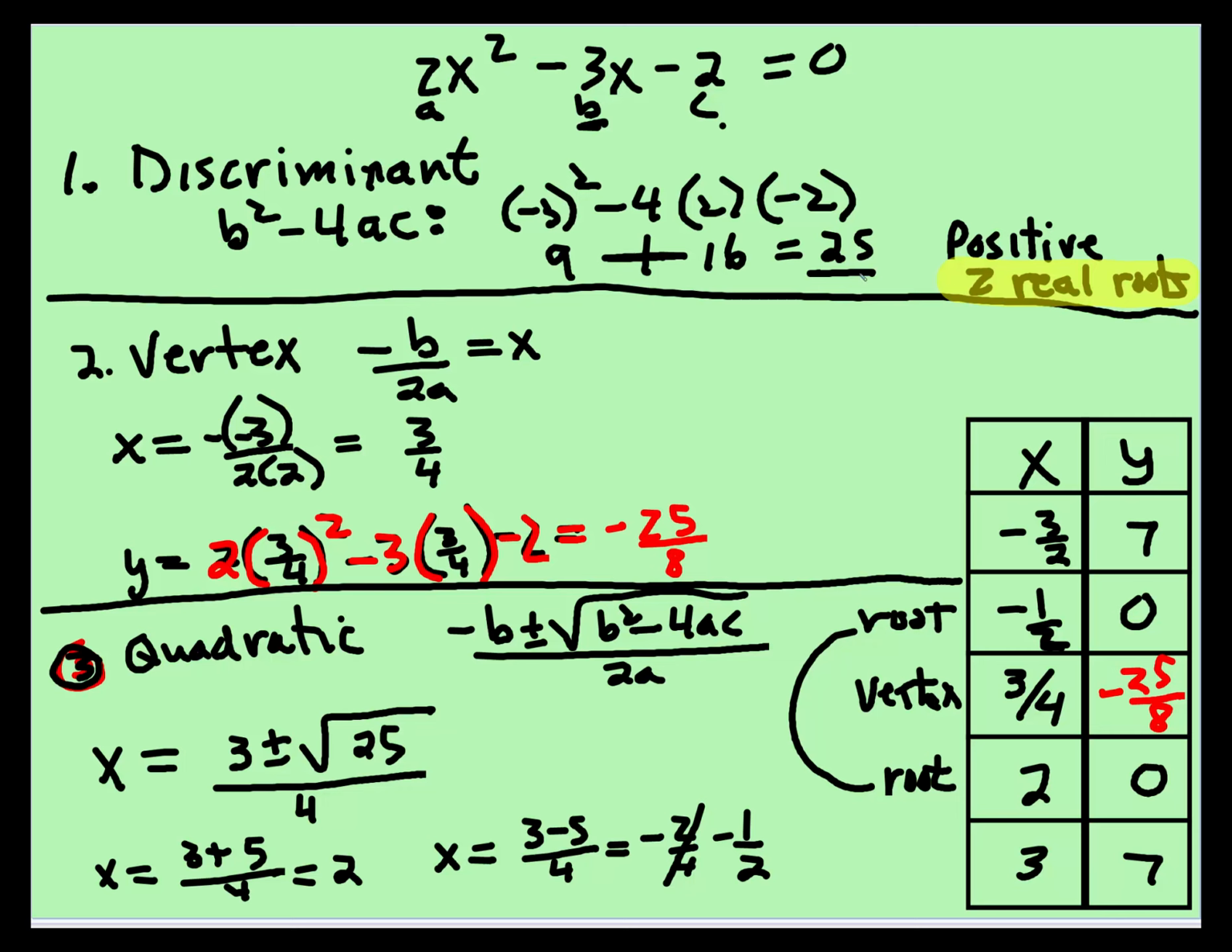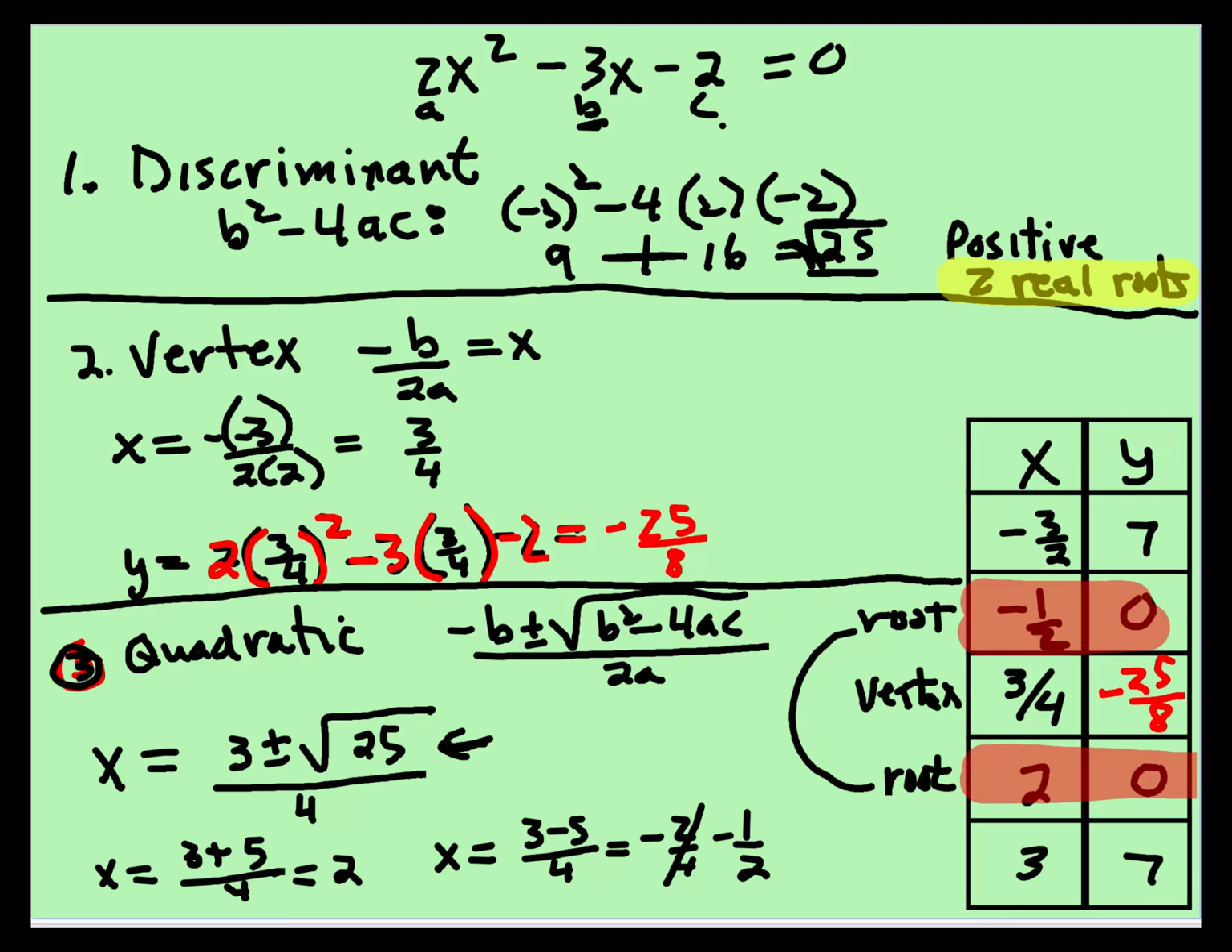Because this answer right here is positive, and remember, this answer is what's going to go underneath the radical sign right there. So you don't have to do this part again. We know it's going to have two roots, and remember, the roots are going to go there and there.